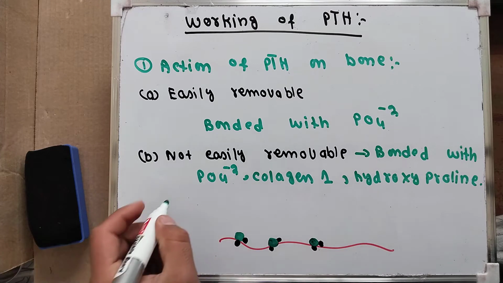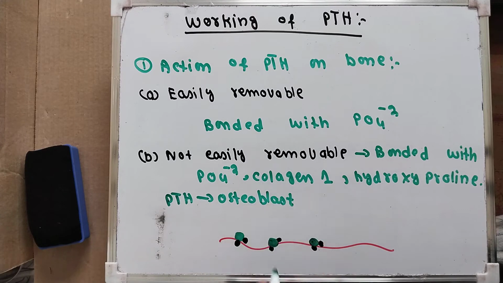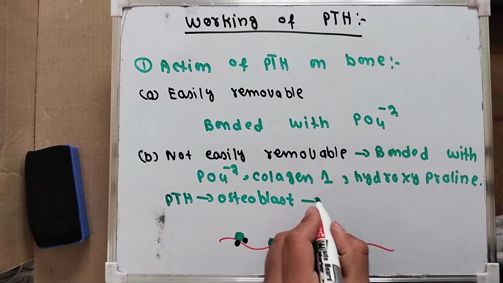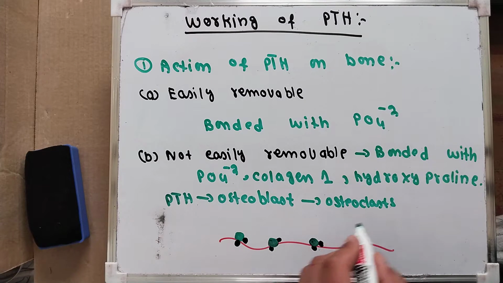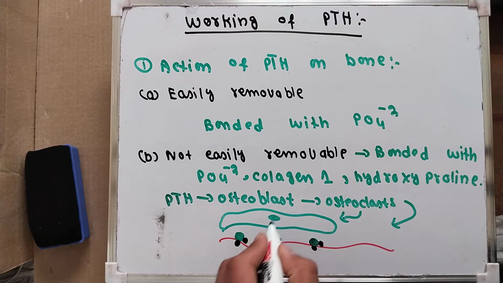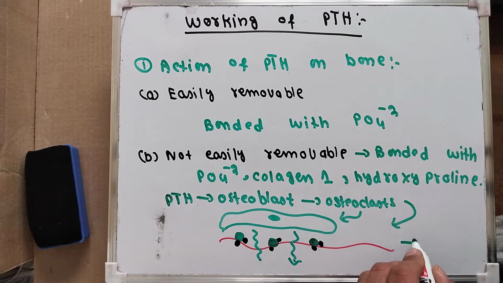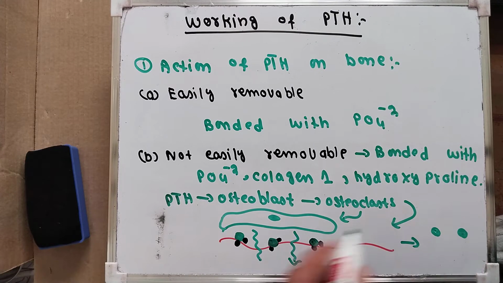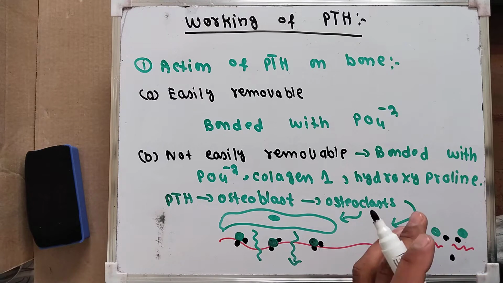So first of all, in this case, PTH activates osteoblasts. Osteoblasts then activate osteoclasts, and osteoclasts then come here and produce certain enzymes. This is an osteoclast. It produces enzymes that break collagen at different points, and thus all the molecules are separated in the bone. Collagen is broken at different points. Phosphate and calcium, all these molecules go to blood from bone.